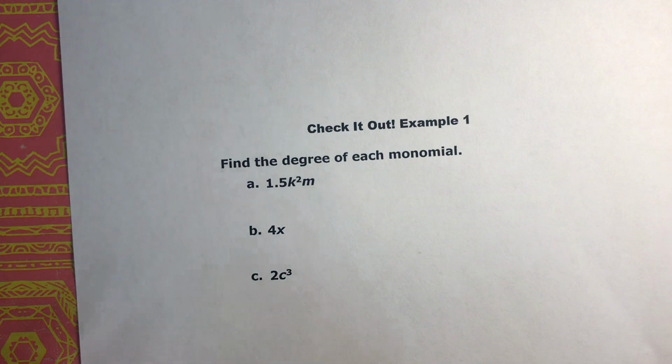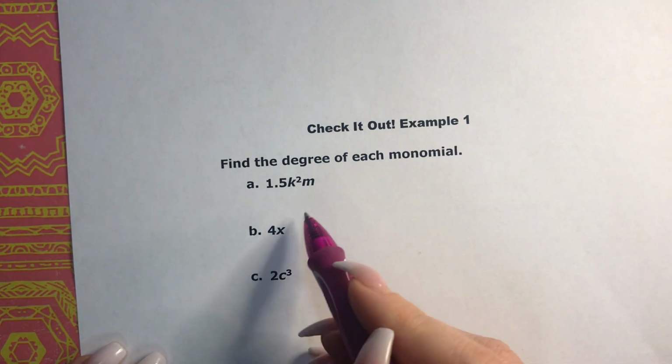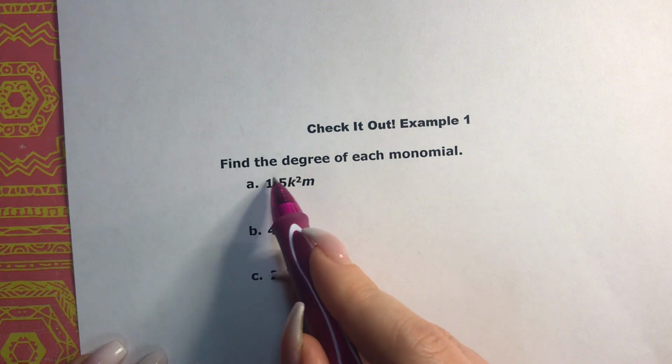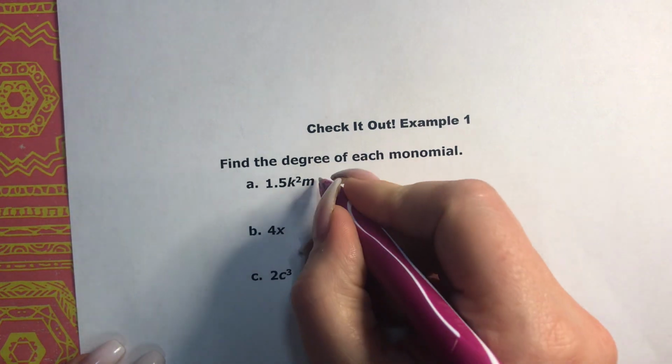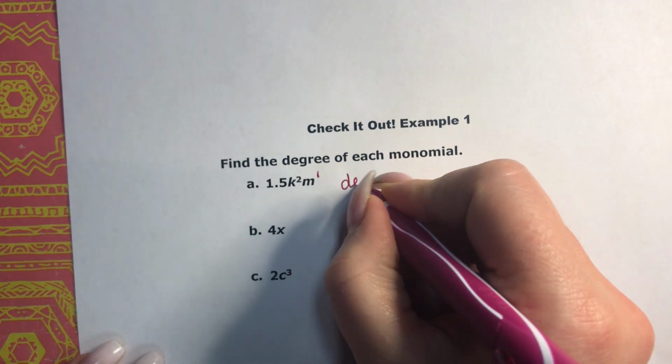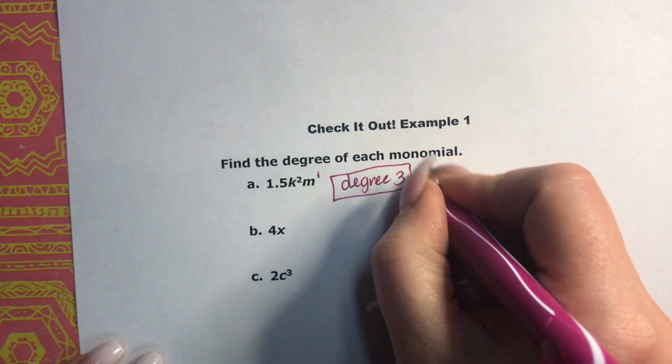Okay, let's look at this first one and see how you did. So we want to find the degree. We have to look at the exponent. So here we have exponent 2. We don't really worry about the number, okay? The number's just there. We have an exponent of 2, and here there's an exponent of 1. So 2 plus 1 is 3. So the degree is 3. If you got that one right, great job.